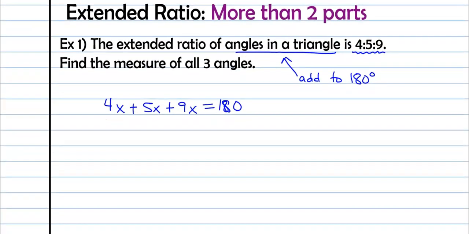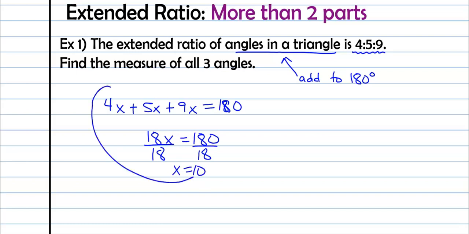So we would do 4x plus 5x plus 9x altogether is 18x is equal to 180. And then divide by 18, divide by 18, and that's going to give us 10. Okay, so we're not quite done yet. What we need to do now is take this 10 and substitute it in for each of our x's.